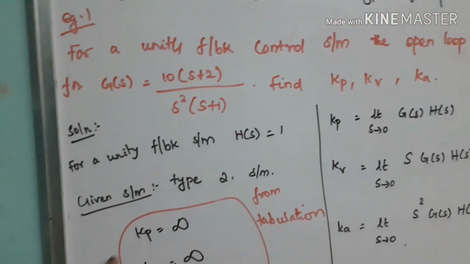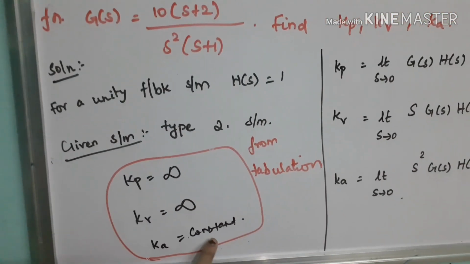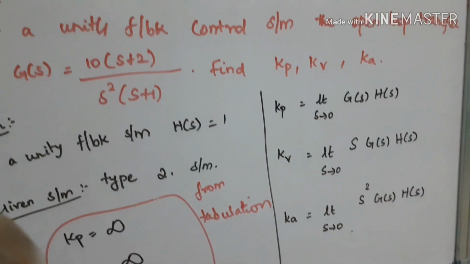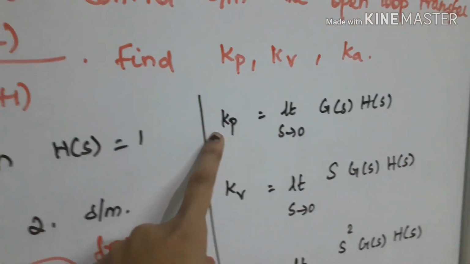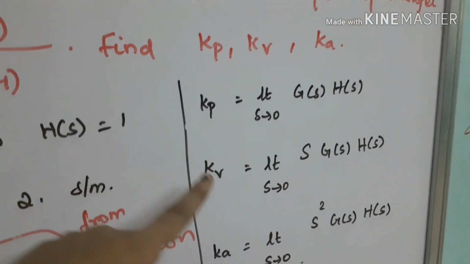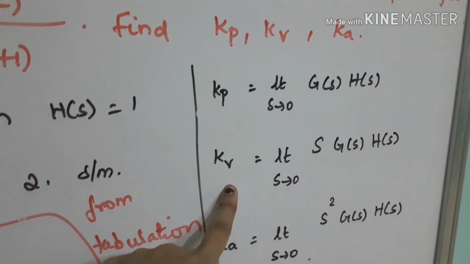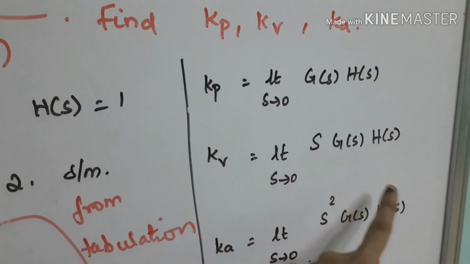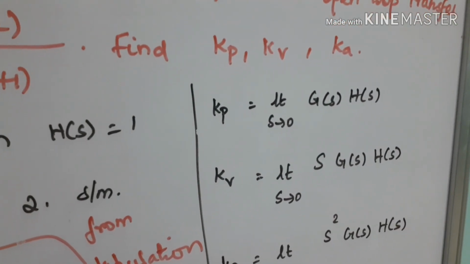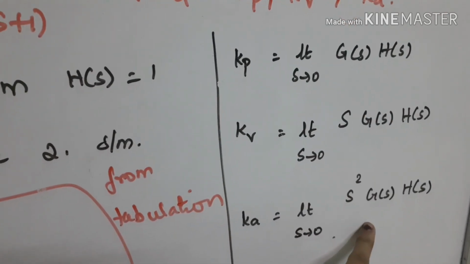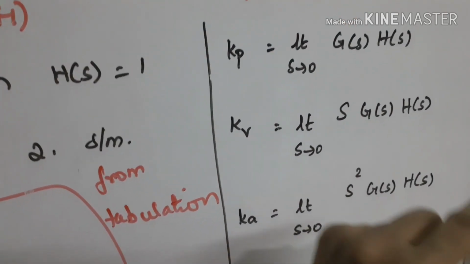But this is our final answer. Now we should find this constant value for the problem. The formula for Kp is limit s tends to 0 of G(s) H(s). Kv, velocity error constant, is limit s tends to 0 of s G(s) H(s). Ka, acceleration error constant, is limit s tends to 0 of s squared G(s) H(s).